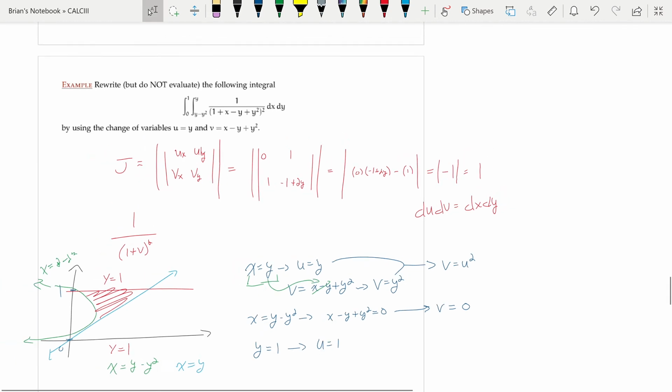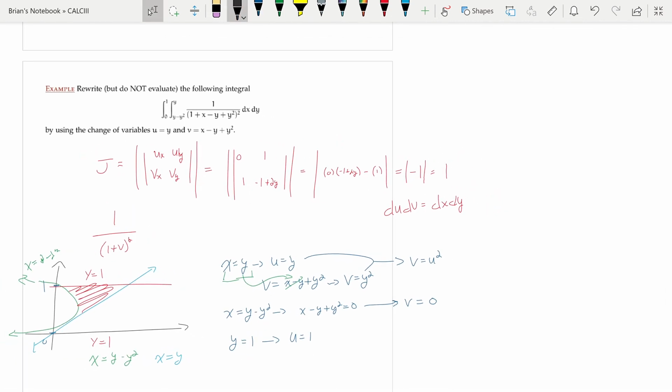So we could draw that bound region really fast. So u is equal to 1, which is right here. This is u and this is v. And then we've got v is equal to u squared, which is just a parabola that crosses at 1. And then we've got that right there. So there's our region. Oh, sorry, other way around.